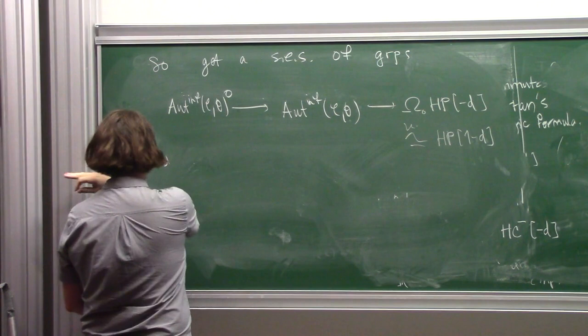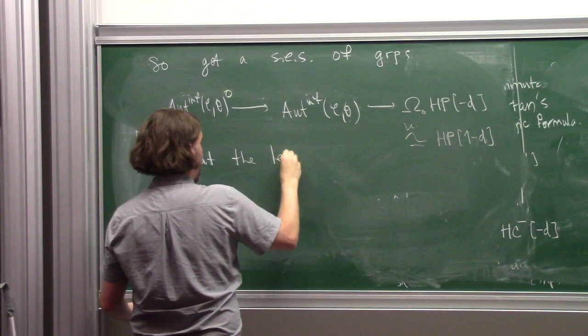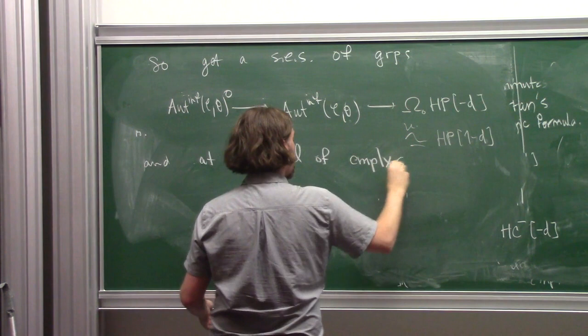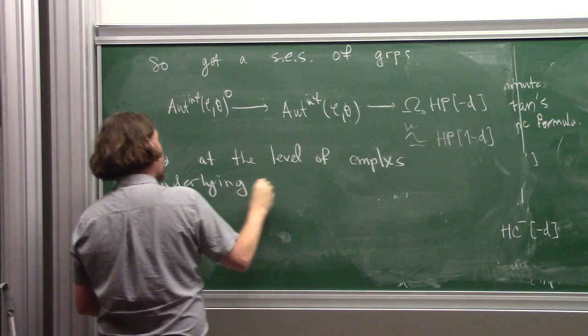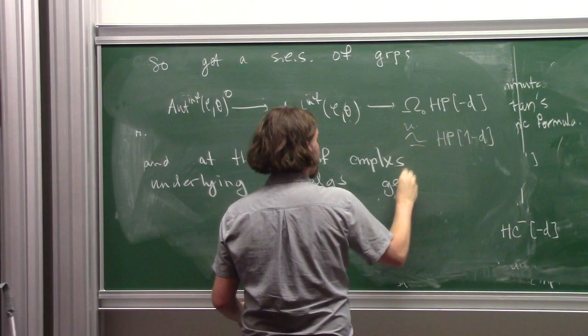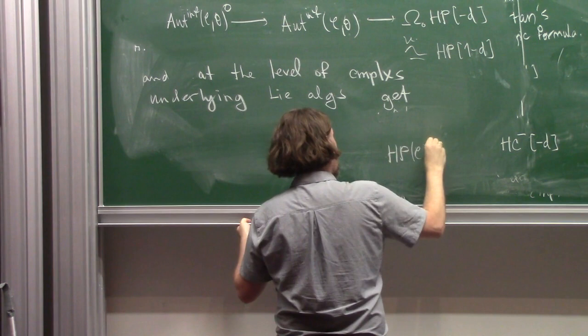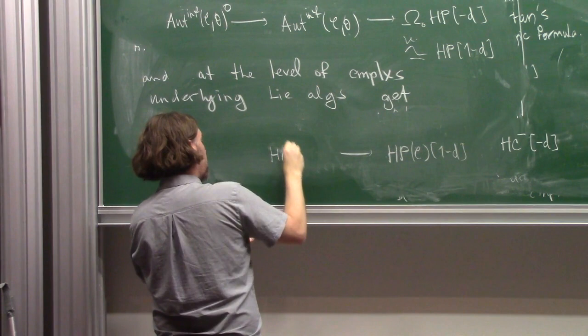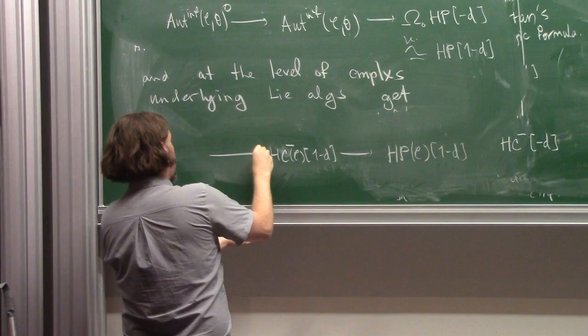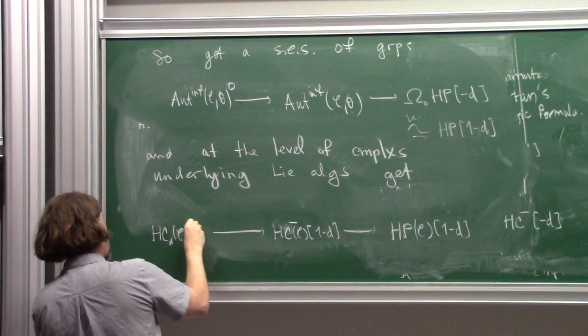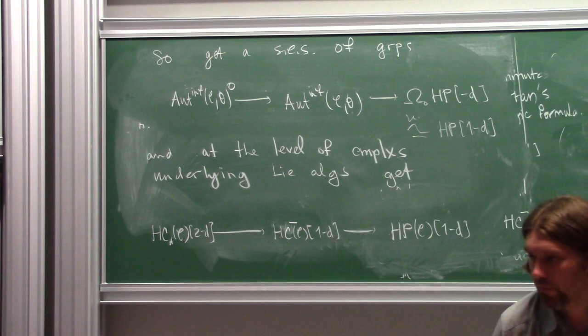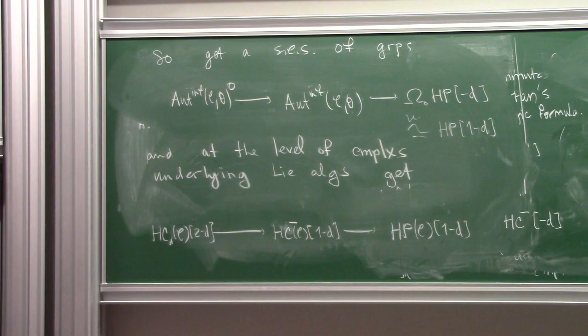And then the theorem, so part of the proof here, at the level of Lie algebras, so at the level of complexes underlying the Lie algebras, we get the usual sequence coming from the map from HC minus to HP with a shift. And its fiber is the thing we're looking for, which is cyclic chains shifted by 2 minus D. So that's how we get the Lie bracket on here, by identifying that complex with that underlying the Lie algebra controlling these kind of deformations with trivial period map.